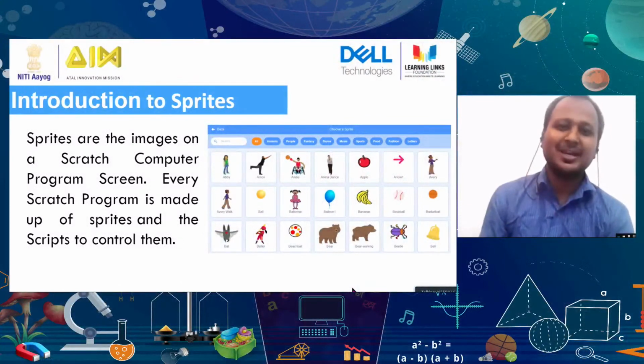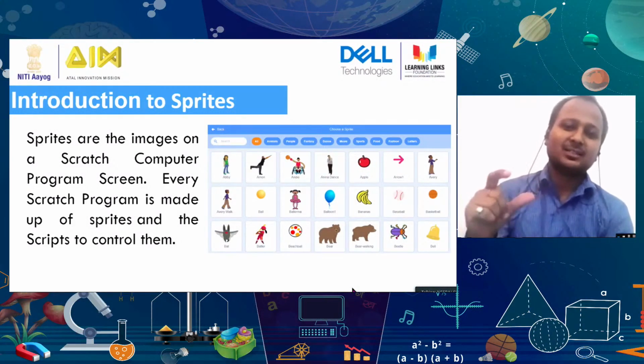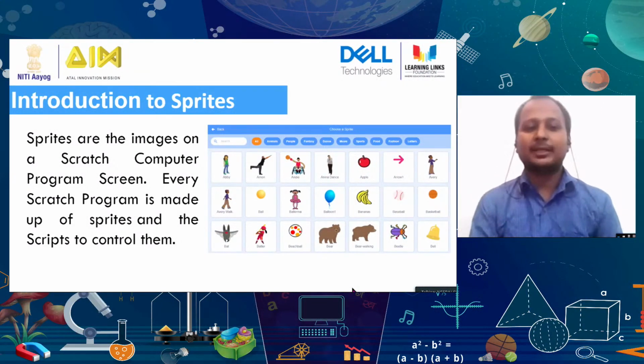So basically, sprite is just a character, or we can say it's an image. Whenever you want to design a game, you want to create a story, you want to create fun animated stories, you need a picture, you need a character. Either it's an animal, a plant, a building, a machine gun, anything. So these characters or these pictures are called sprites.